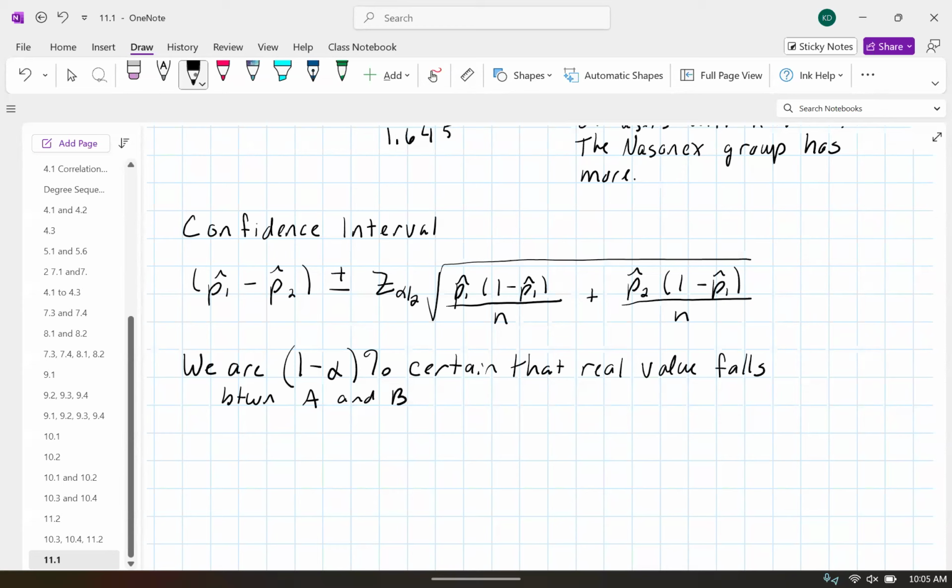So we're 95% certain our real value falls between these, where A or B are the upper and lower bounds for this formula. We've done similar formulas, so I feel okay about that.